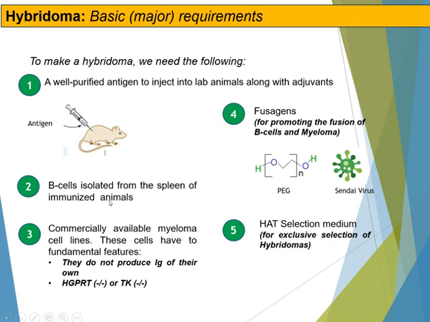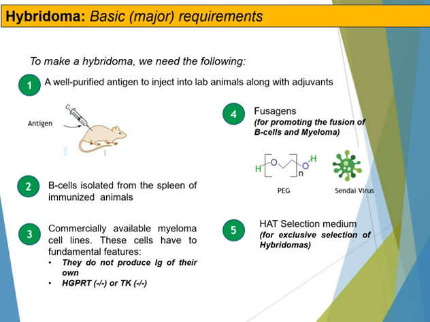Now we take myeloma cells. Myeloma cells we already talked about. They are kind of B cell lines, but they have lost antibody producing capability, right? Besides, they also have mutation in a few of their genes, like HGPRT or TK. There are two genes, and any one of them should be mutated. Why it is so, we'll talk about.